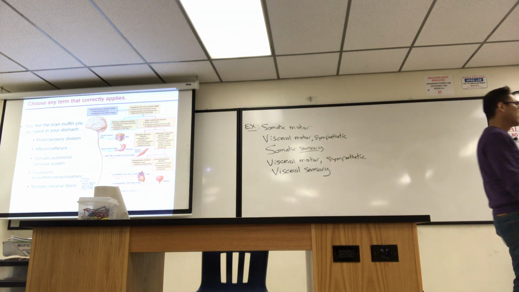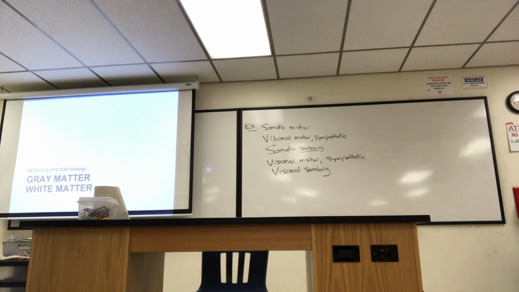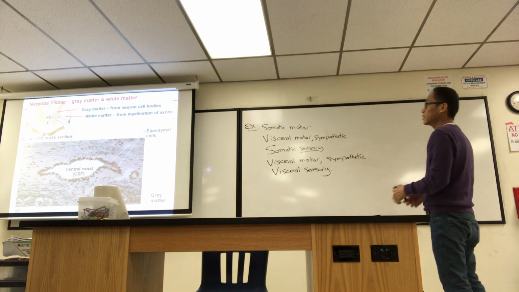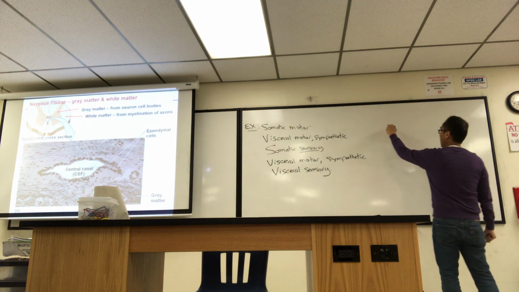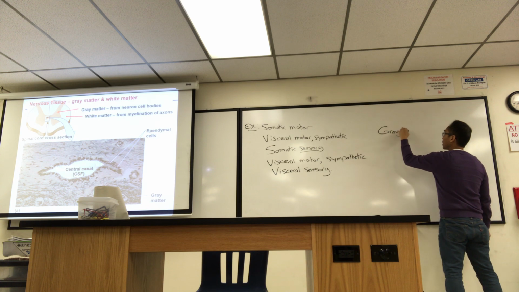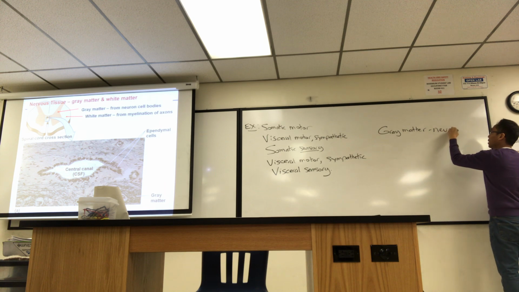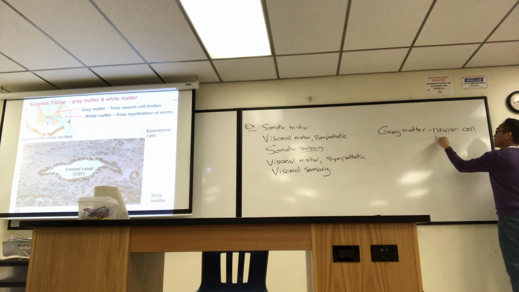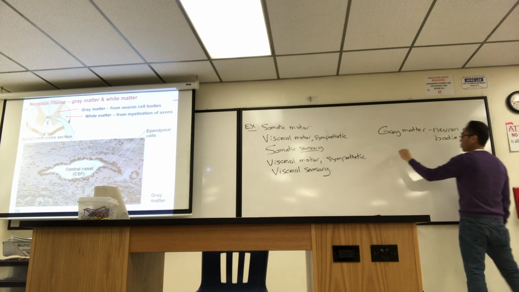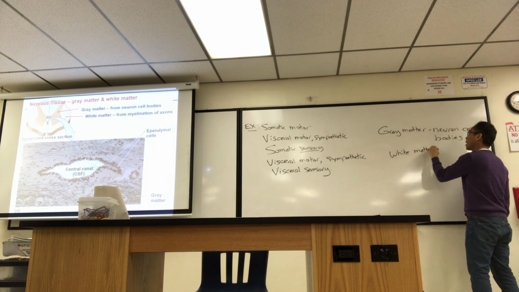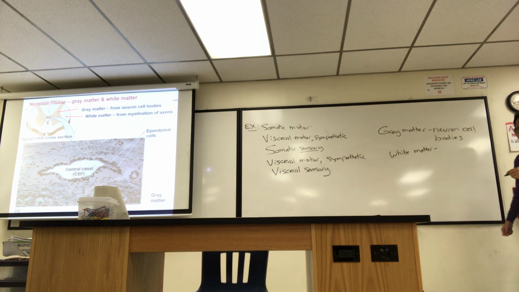Switching topics, that's the terminology. Going back from gray matter to white matter, what does nervous tissue look like under the microscope? Gray matter is gray in nervous tissue because of neuron cell bodies. Basically. And white matter is white because of the myelination in the axons.